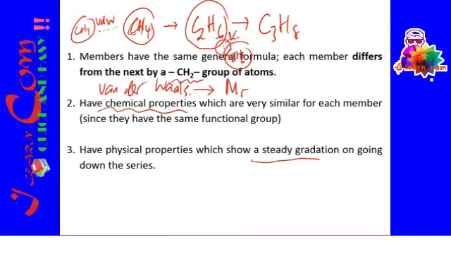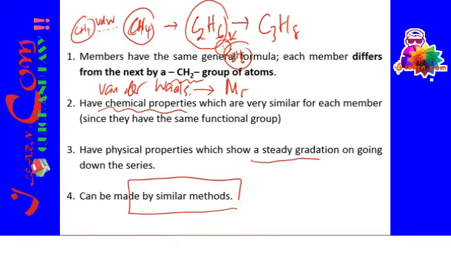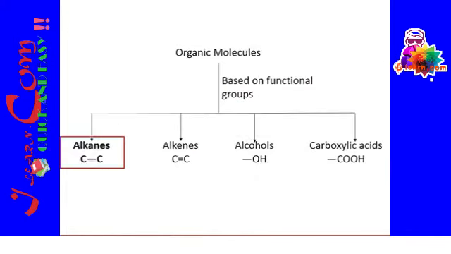So as a result, I need more energy to overcome these forces, which means that the melting and boiling point will increase as well. The last one is that it can be made by similar methods. Later on we will see more about this one when we break into the respective subsets for the organic compounds. So here we have the four which we'll be doing: alkanes, alkenes, alcohols, and carboxylic acids.